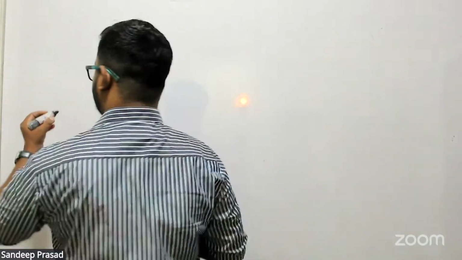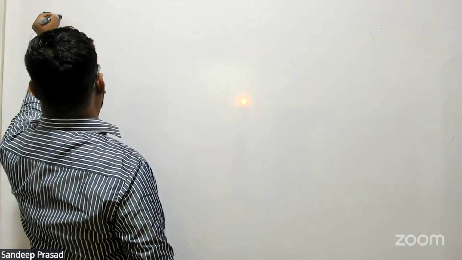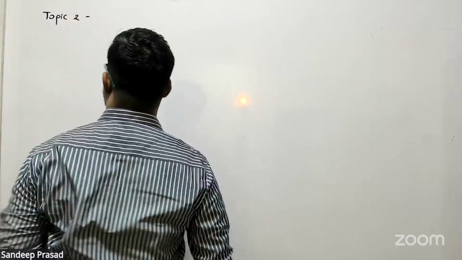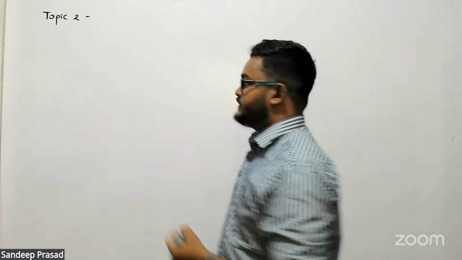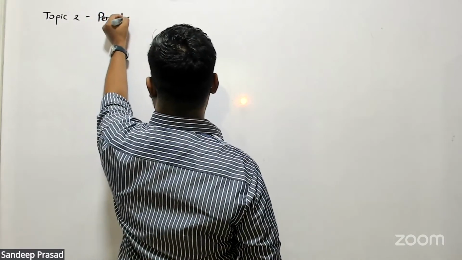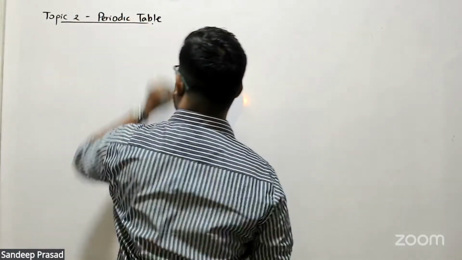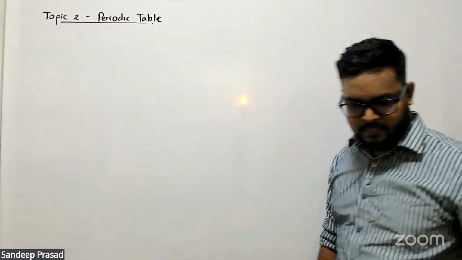Before we move to the questions, I will explain what are the things that we have to discuss regarding this topic 2. So what is the topic 2 that they have given? The second topic is the periodic table. Okay, so this is the second topic to be discussed, periodic table.